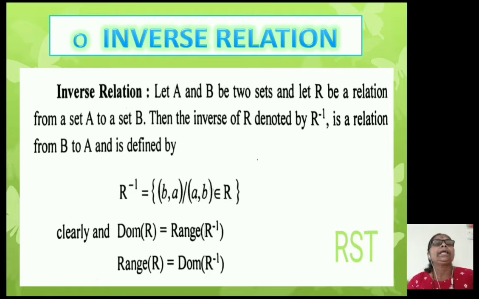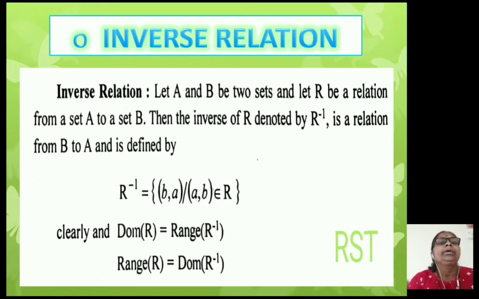Now we consider the inverse relation. Let A and B be two sets and R be a relation from set A to set B. Then the inverse of R is denoted by R inverse, and it is a relation from B to A, defined by R inverse equal to the set of ordered pairs (b, a) such that the ordered pair (a, b) belongs to R. Clearly, the domain of R equals the range of R inverse, and the range of R equals the domain of R inverse.